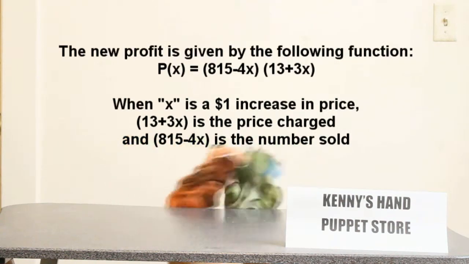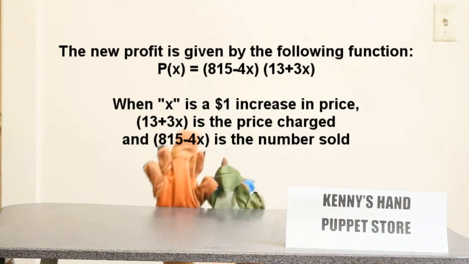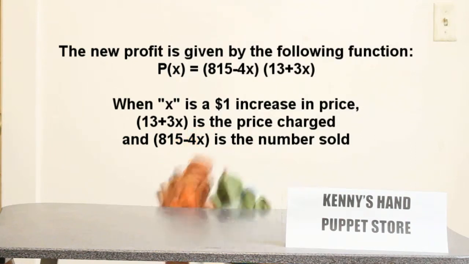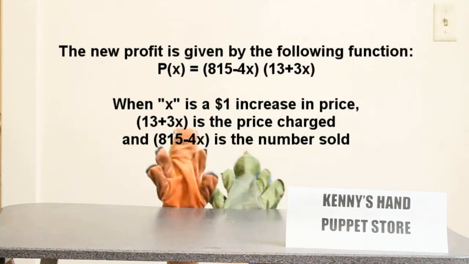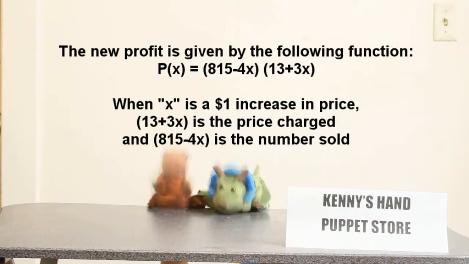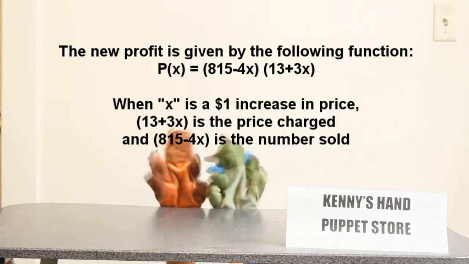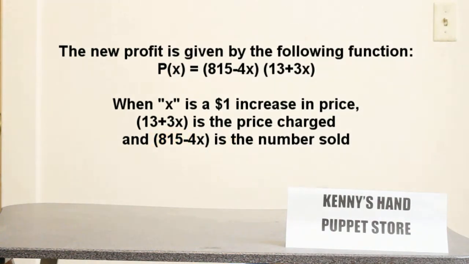The new profit is given by the following function. P of x equals (815 minus 4x) times (13 plus 3x). When x is a $1 increase in price, 13 plus 3x is the price charged for each puppet, and 815 minus 4x is the number sold.